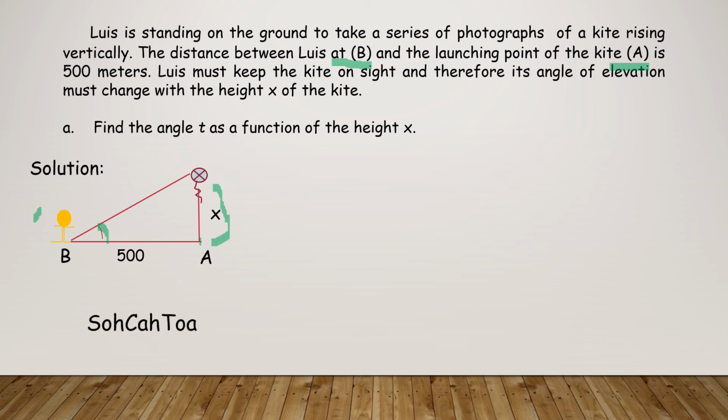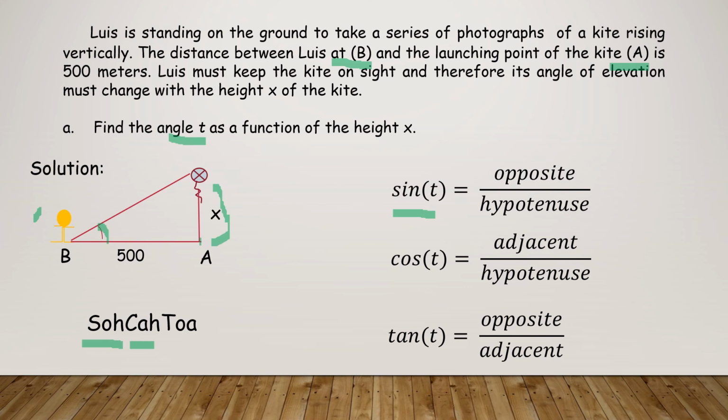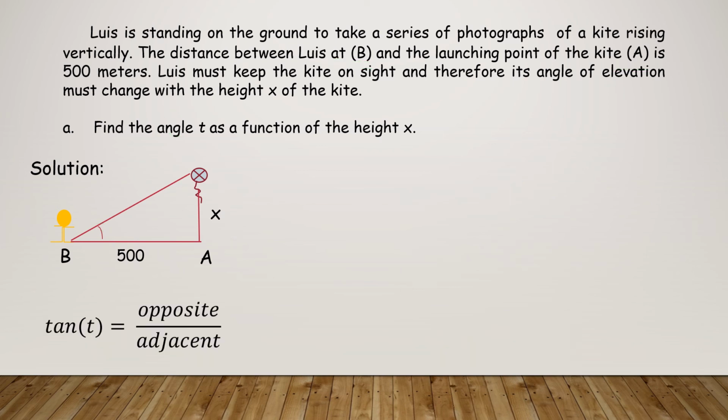So, para dito, gagamit tayo ng SOHCAHTOA. So, sa SOH, we have sine t. Gamitin natin na representation ng angle ang t since we are looking for angle t is equal to opposite over hypotenuse. Cosine t is adjacent over hypotenuse. Tangent t is equal to opposite over adjacent. So, para dito, gagamitin natin ay opposite over adjacent since ang available na given natin ay opposite sa ating angle of elevation which is x. And ang adjacent side natin which is 500. So, meron na tayong tangent t is equal to x over 500.